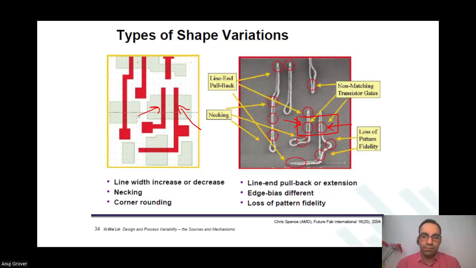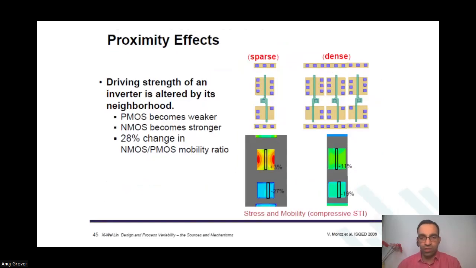Okay. And this is not a random variation. When you made this layout, I can anticipate that this is going to happen. This is not a random variation. When you make the layout, you can tell that this is going to happen.